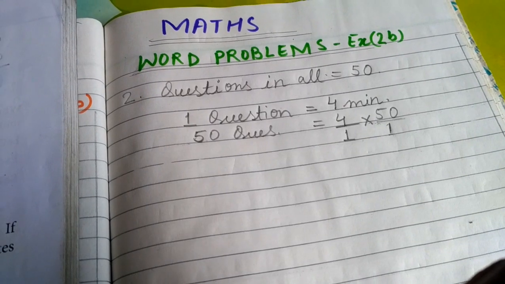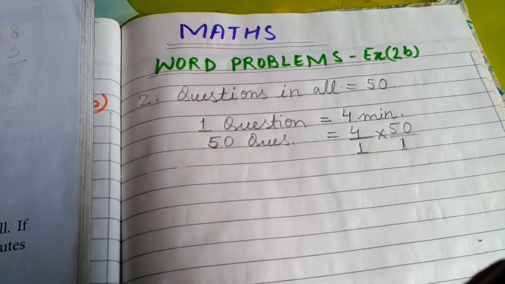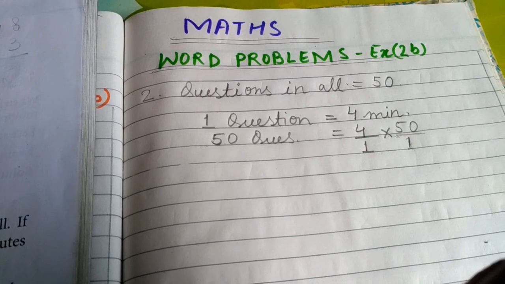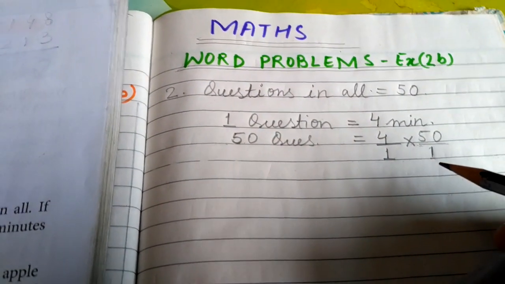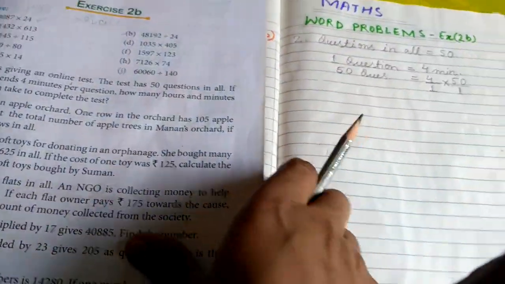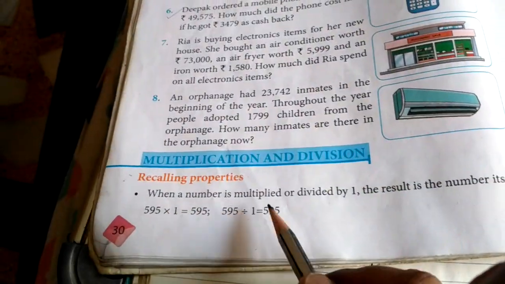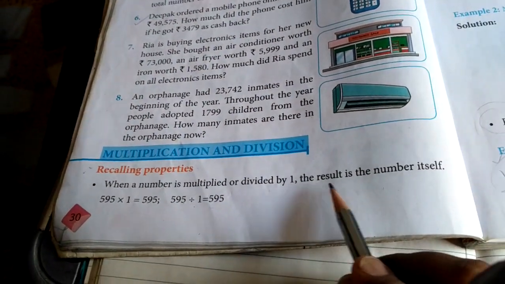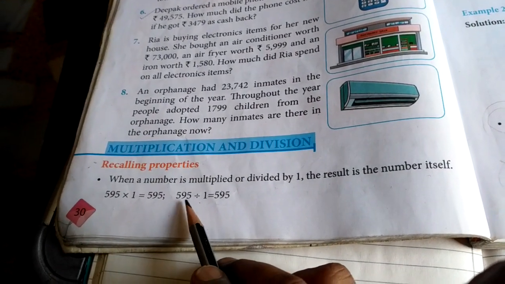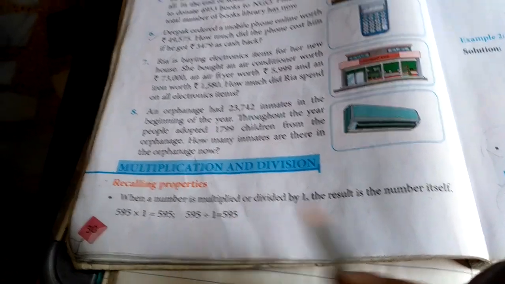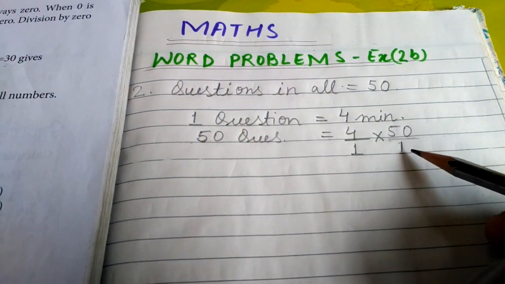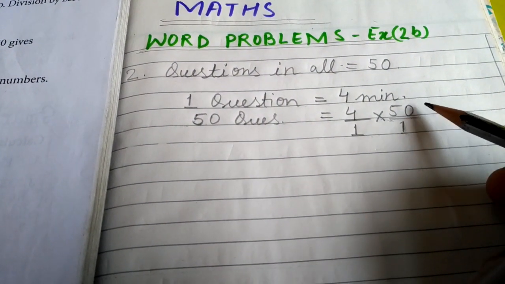And what we have studied, 50 upon 1 means 50 itself. What we have studied in multiplication: when a number is multiplied or divided by 1, the result is the number itself, as it is written over here. Any number divided by 1 gives the number itself, so it doesn't make any difference. If 50 is divided by 1, the result will be the number itself.